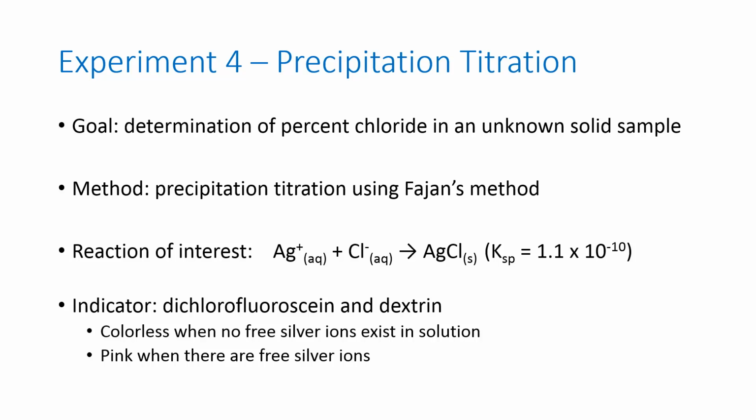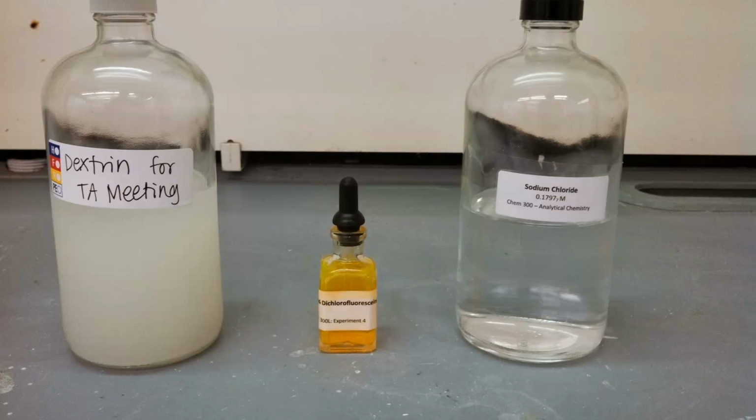The indicator that you're going to use is dichlorofluorescein, which makes a complex with the precipitate and with dextrin. In a solution with no free silver ions, the solution will be colorless. It'll start out as actually a green color. You'll see a pink color forming when there are free silver ions in solution, meaning that all of the chloride is bound up as silver chloride and there are free silver ions left over.